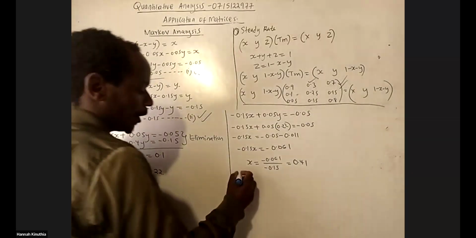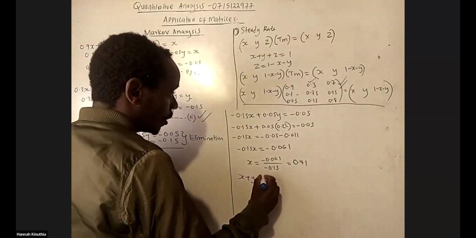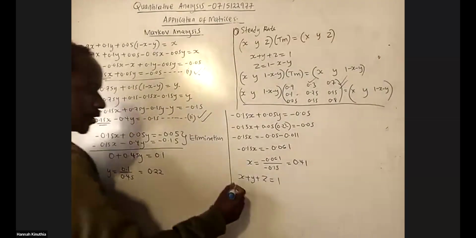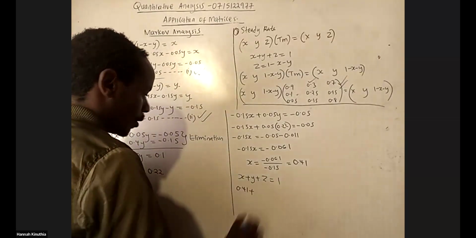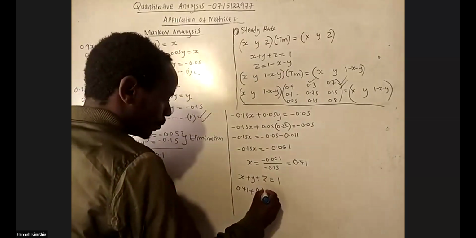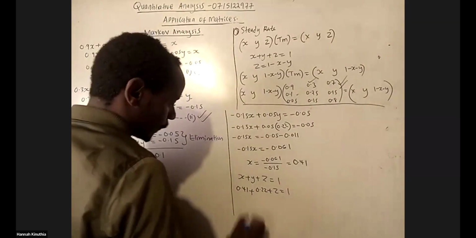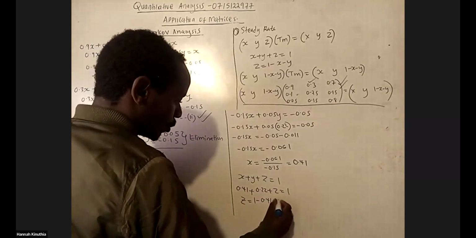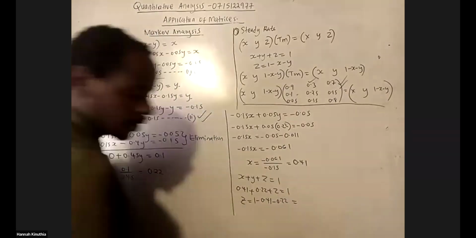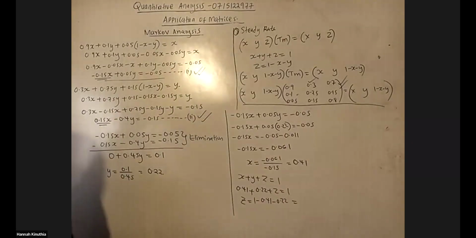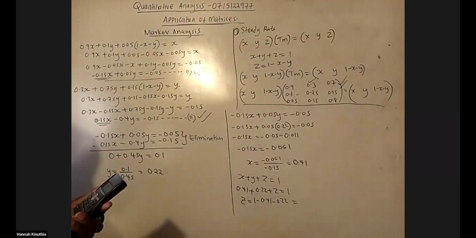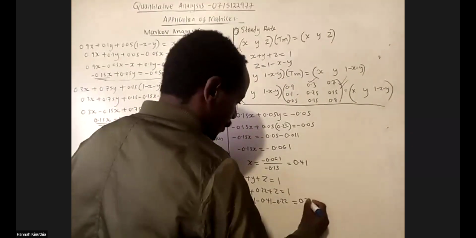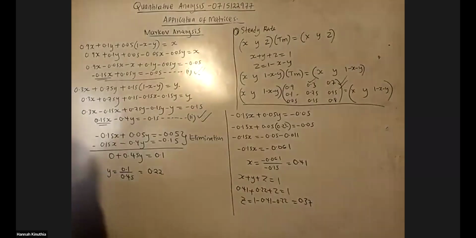So we don't need to compute y. We know x plus y plus z equals to 1. So the last values, there's no need. So we know x is 0.41. We know y is 0.22. Now our z must be equal to 1 minus 0.41 minus 0.22, which is 0.37.